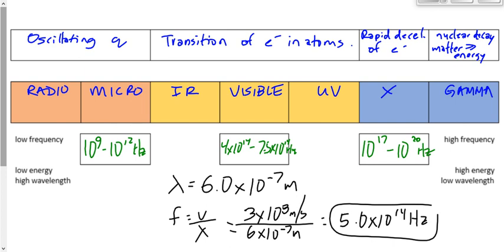Now, if you were given an energy, we could do a similar thing for energy with another equation that we haven't learned yet. We'll learn that later on in the unit. But know that you can, given an energy, figure what type of EMR it is based on pretty much the same thing we just did, but with a different equation. That's all.